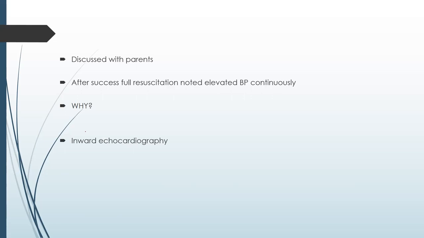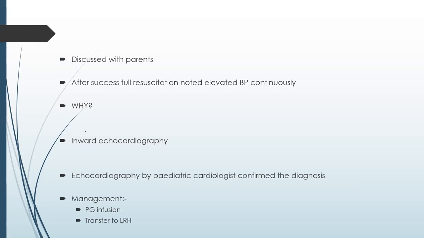That was during the weekend. So on Monday, the pediatric cardiologist did a proper echocardiography. It showed quite severe coarctation of aorta. So, what's the management of this child? Prostaglandin infusion and transfer to LRH. Why prostaglandin infusion? Here, the child is 6 weeks. Why did we start prostaglandin infusion?